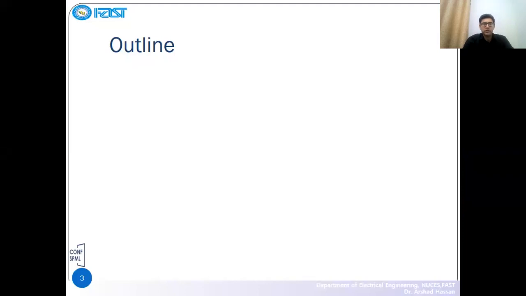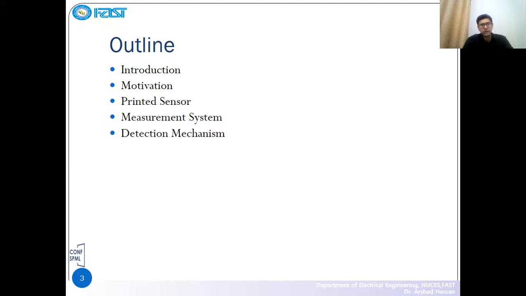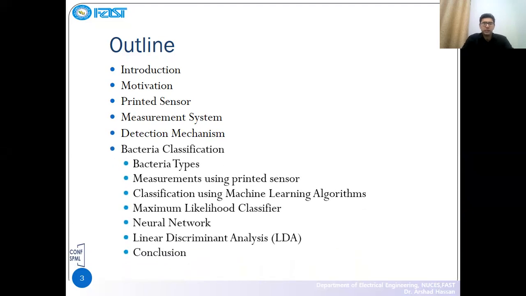Here is the outline of the presentation. First, I will talk about the introduction and then the motivation, and then I will discuss the printed sensor, and then show you the measurement system and the detection mechanism. In the last part of the presentation, we'll talk about bacteria classification, where we have used three machine learning algorithms, which are maximum likelihood classifier, neural network, and linear discriminant analysis, to classify the bacteria types.